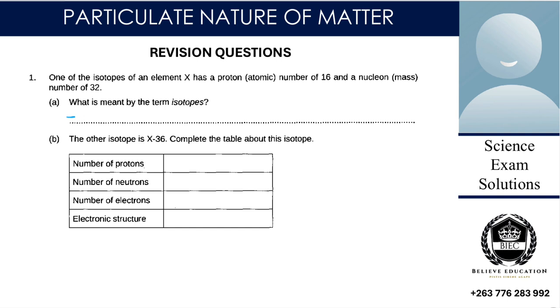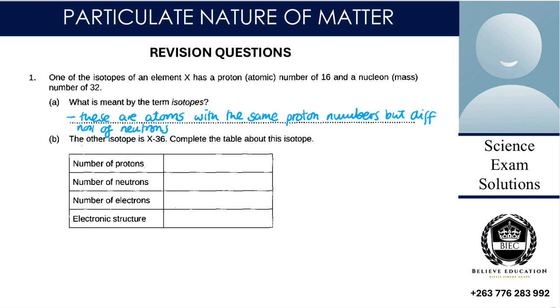And then the first question says, what is meant by the term isotopes? So you'd say that these are atoms with the same proton numbers but different number of neutrons. So particularly you talk of the difference in the number of neutrons.